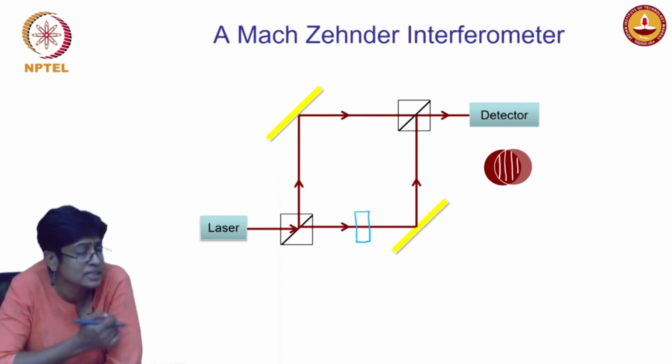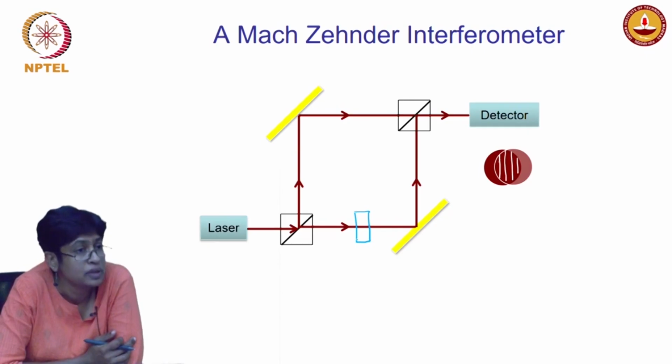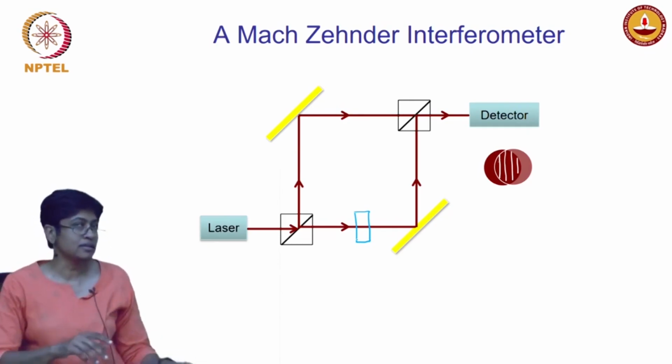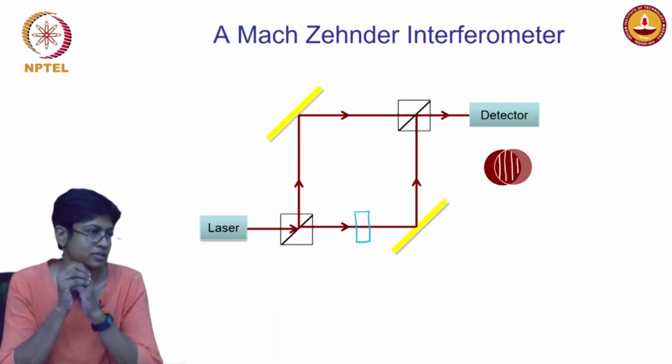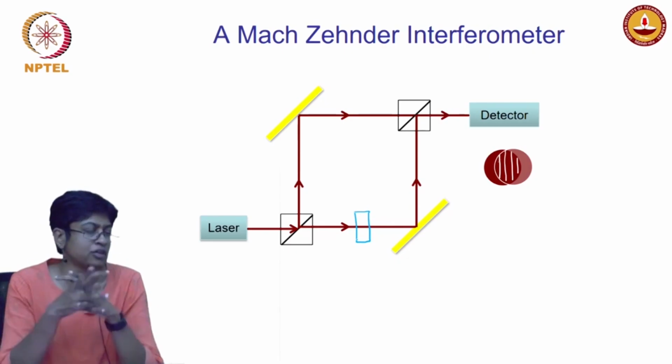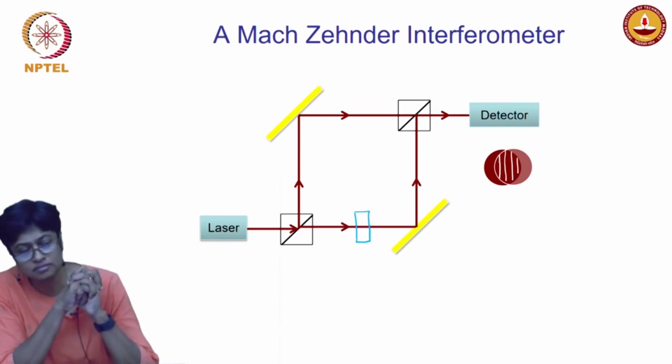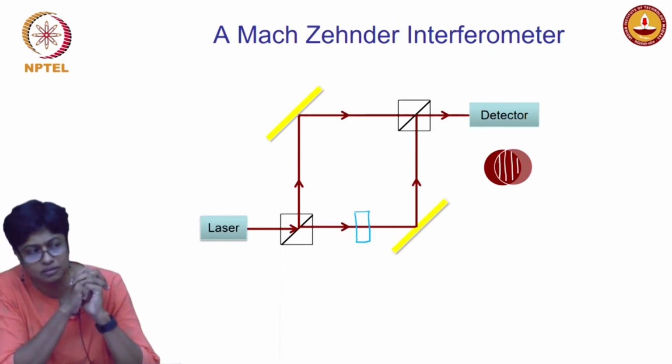Why do you want to make such measurements with an interferometer? Well, if you think about it, what do you think is the sensitivity of your interferometer? What limits the sensitivity? This is the smallest kind of measurement I can make. What is the resolution, in a sense, of my interferometer? What will limit it?